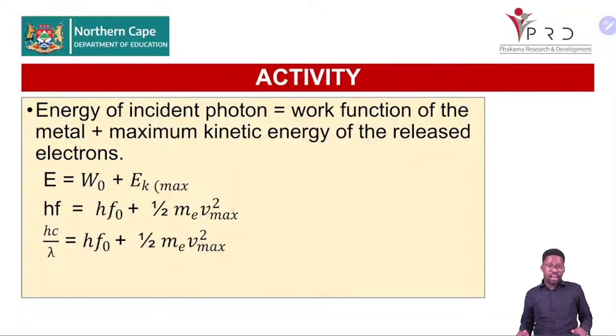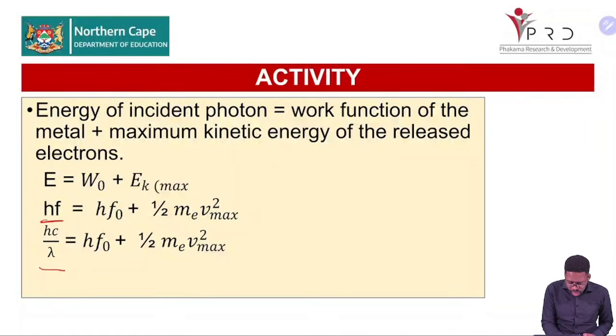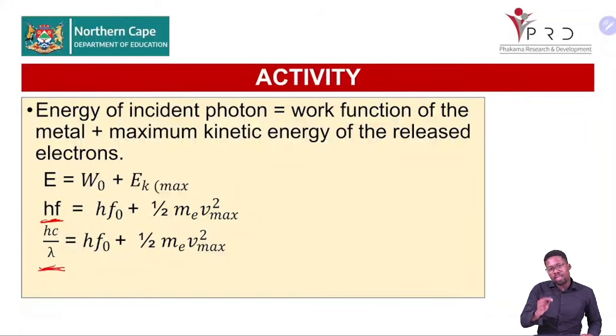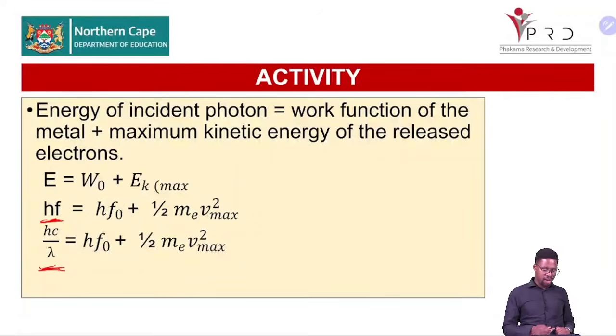If you are given the wavelength, then your energy will change. Instead of saying hf, you are going to say energy is equal to hc over lambda, is equal to the work function, which is h threshold frequency, plus 1/2 mv squared. So these two scenarios are based on what you are given in the exam. If you are given frequency, you move with frequency. If you are given wavelength, you run with wavelength.